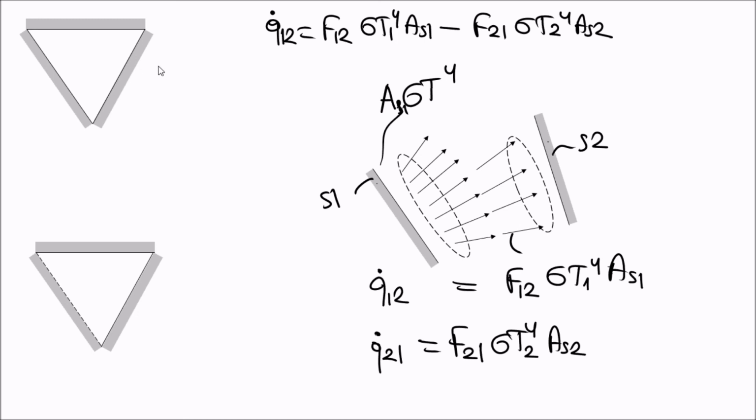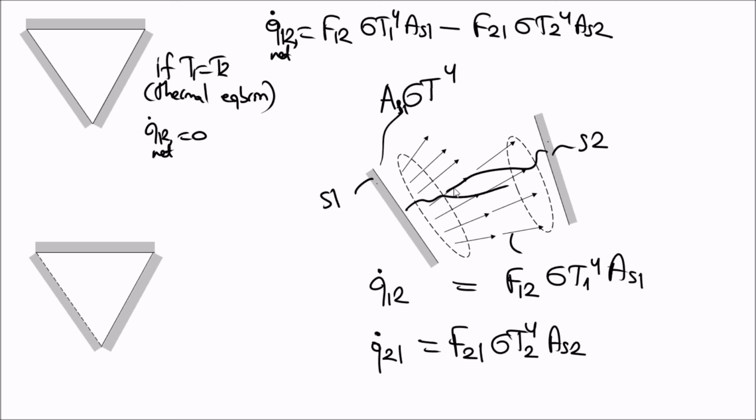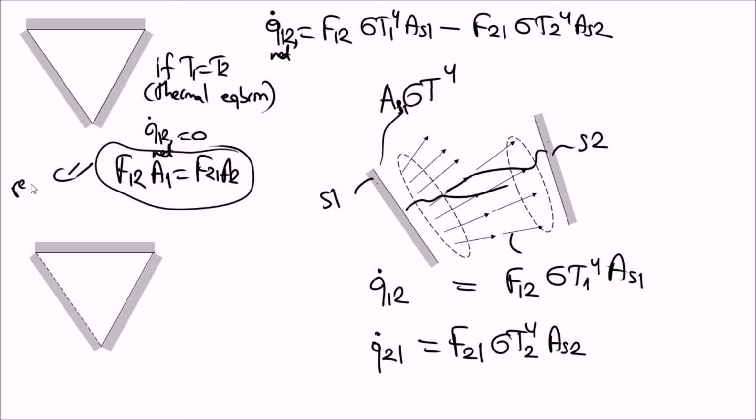Okay, and if T1 is the same as T2, or in thermal equilibrium, then Q dot 1 to 2 net will be equal to 0. There will be no net heat transfer. There will be heat transfer from 1 to 2 and 2 to 1, but the net heat transfer will be 0, and T1 and T2 will be equal, and F1 to 2 times A1 will be exactly the same as F2 to 1 times area 2. You can see the same relation that we stated in the reciprocity rule.